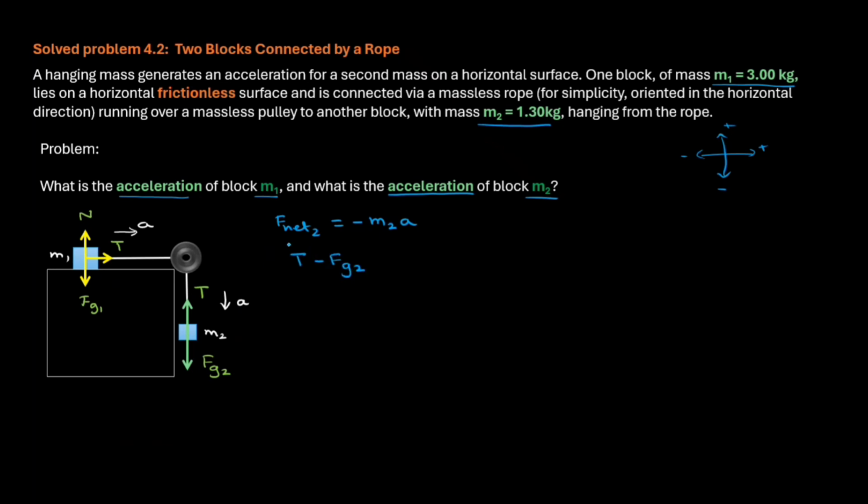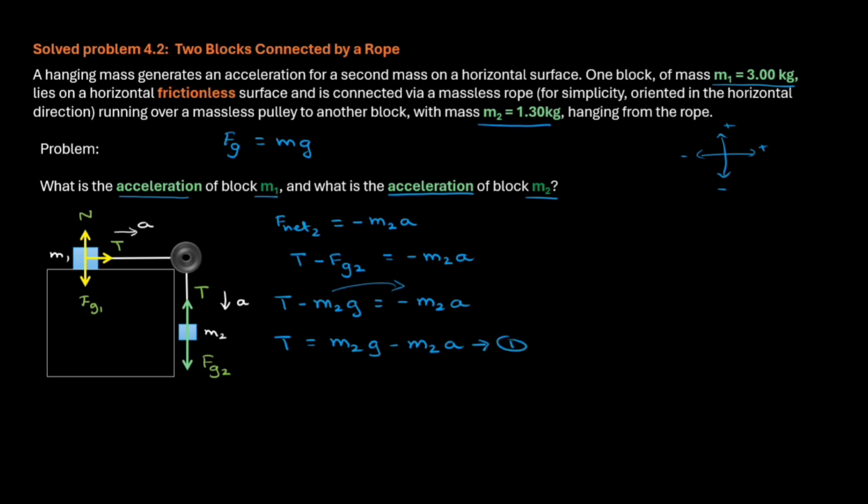So you get F net 2 equal to T minus Fg2, that is equal to minus m2 into a. The force due to gravity Fg can be written as mass times acceleration due to gravity. So we rewrite this expression as T minus m2g equals minus m2a. Move m2g to the other side. We get T equals m2g minus m2a. Let us call this equation 1.